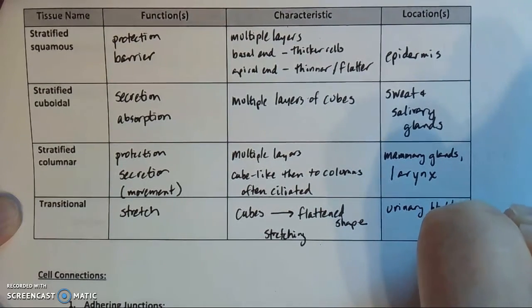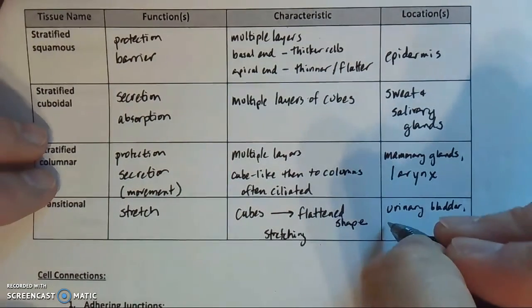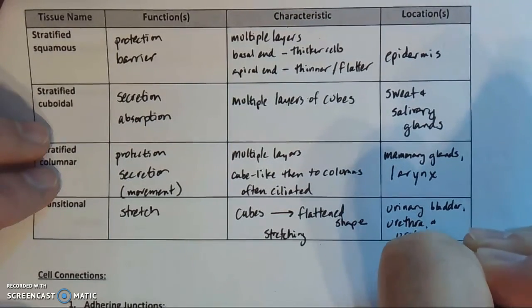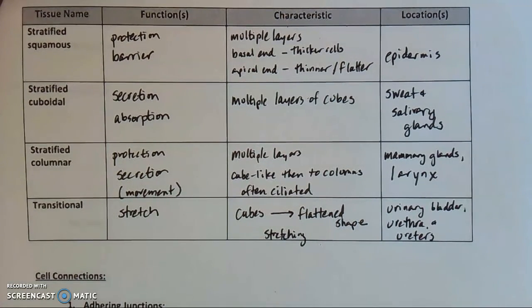The urinary bladder, when it's empty, is about the size of a walnut, but it can stretch as urine is being produced and fills it. And we all know what happens when it is filled. We have the urge to go to the bathroom and void our bladder. Also, the urethra and ureters contain some transitional, so they can stretch a little bit. So those are the 8 types of epithelial tissue.